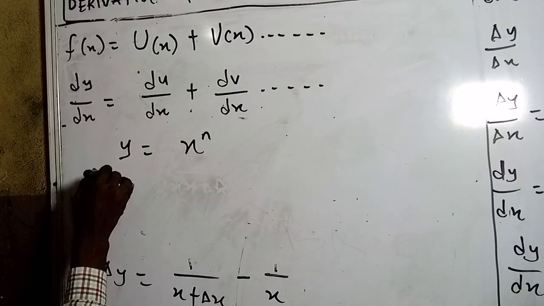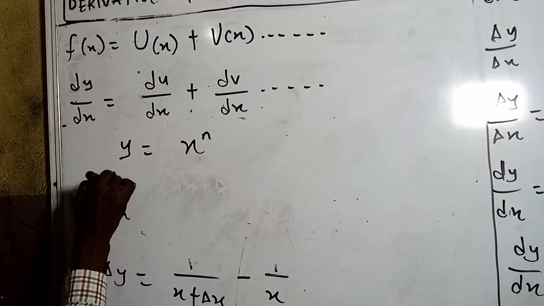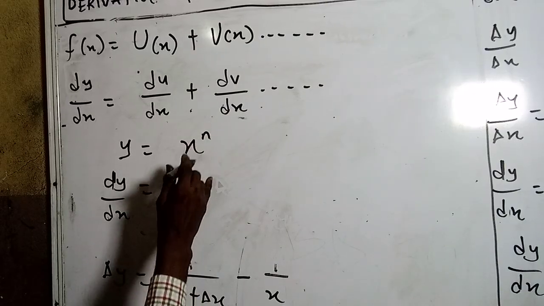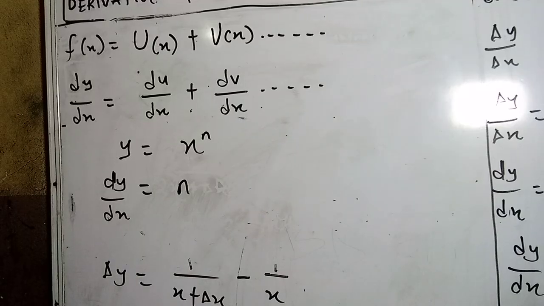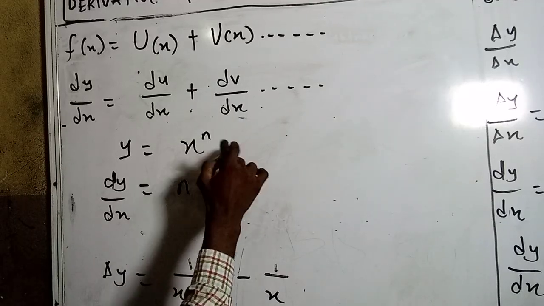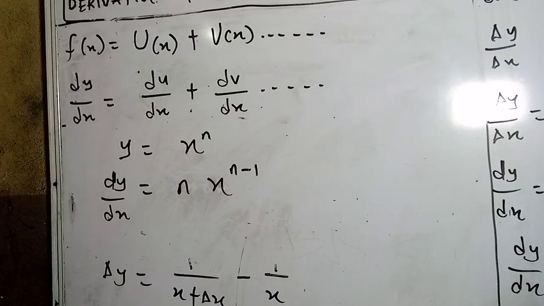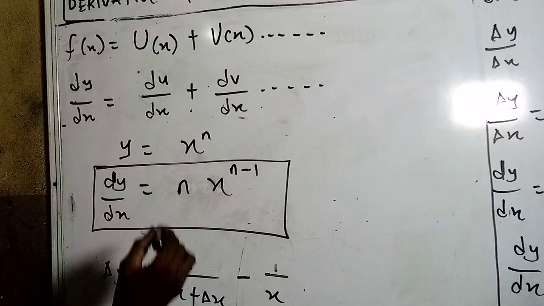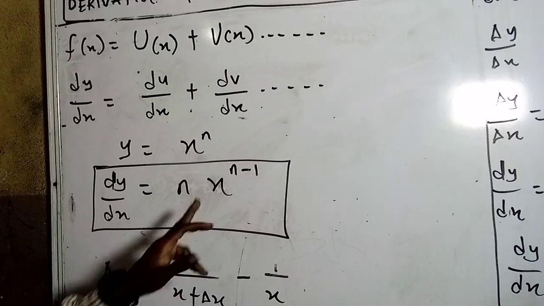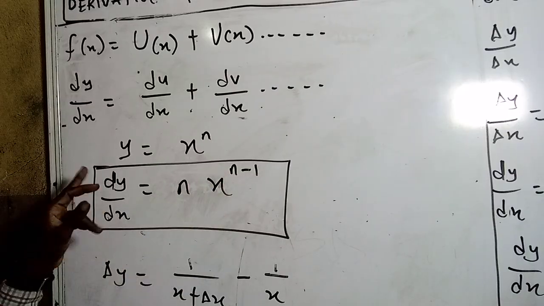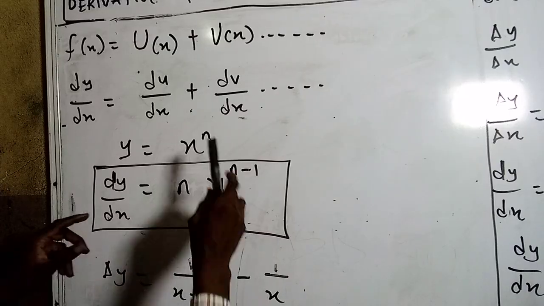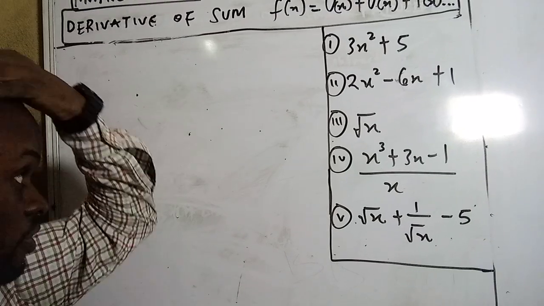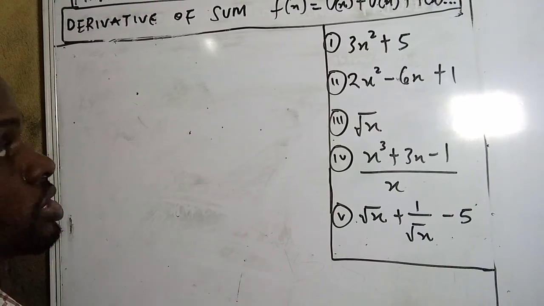So dy/dx will be what you have here, which is the power: multiply by the power first, then x will be the power with 1 subtracted from it. That's how you take the derivative of the expression. We'll multiply by the power, subtract 1 from the power. That will give the derivative of each expression you differentiate. So very quickly, let us check this example.